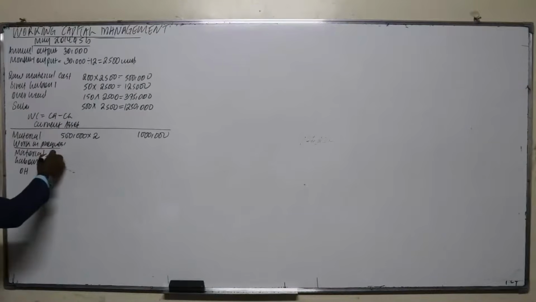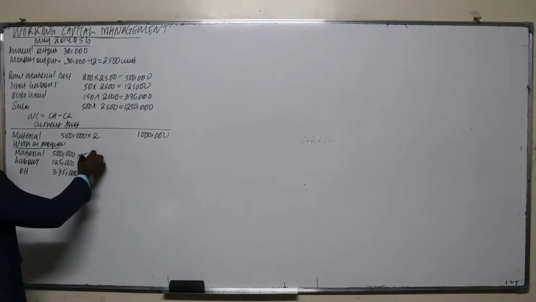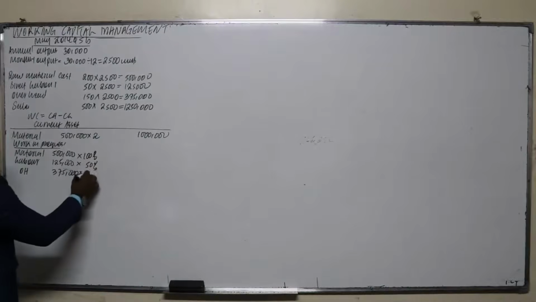Work in progress is 100% complete in regard to material, and 50% for labor and overhead. So raw material cost is 500,000. Labor is 125,000. Overhead we have is 375,000. Then you multiply by work in progress, 100% in regard to the raw material, and 50% for labor and overhead. This is 100%. This is 50%.